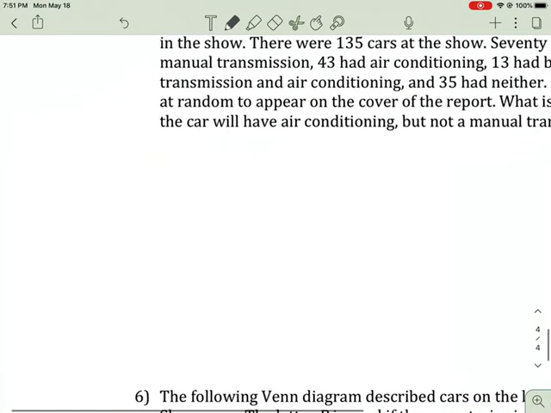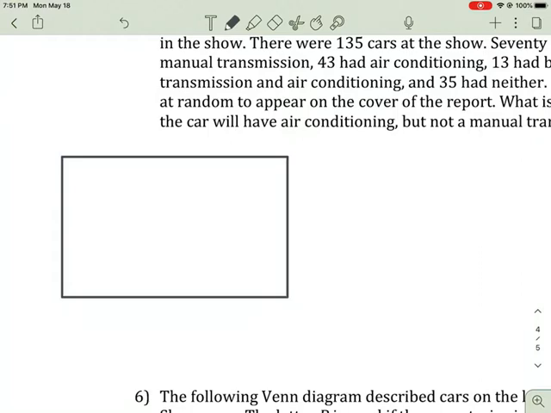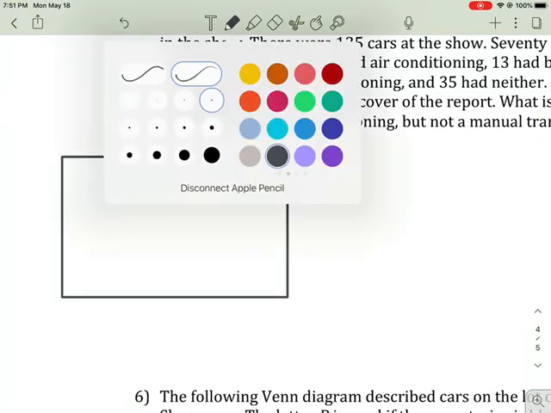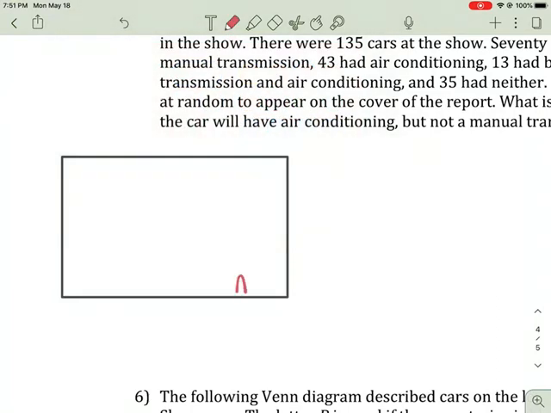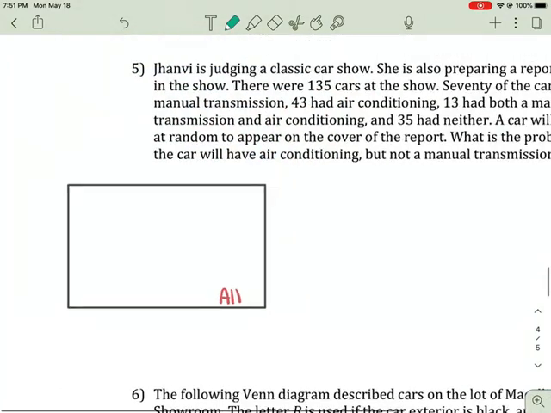So we're going to use something called a Venn diagram. So we're going to draw ourselves a picture. The first thing I'm going to do is draw a rectangle. Okay, so there's our rectangle. And in our rectangle, this is going to be all cars. Let's label this with a color, and this is going to be all cars. We'll just call that all. Now, I'll give each one a color.